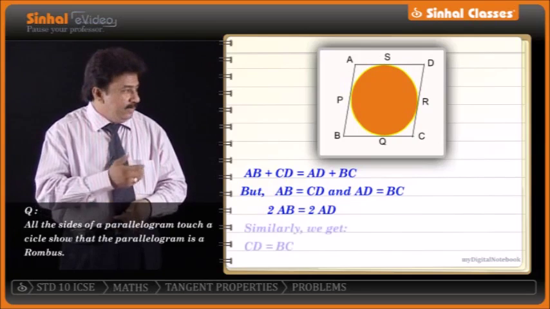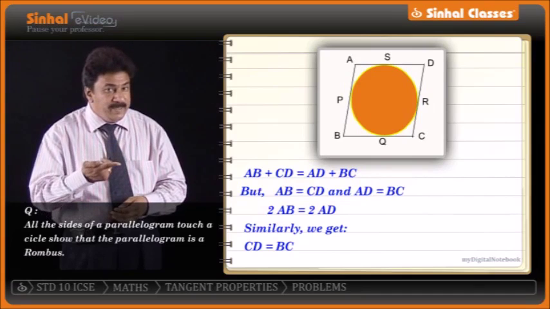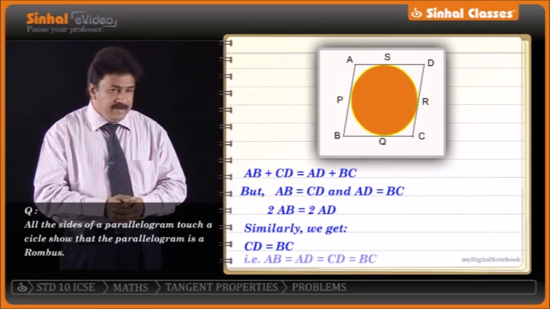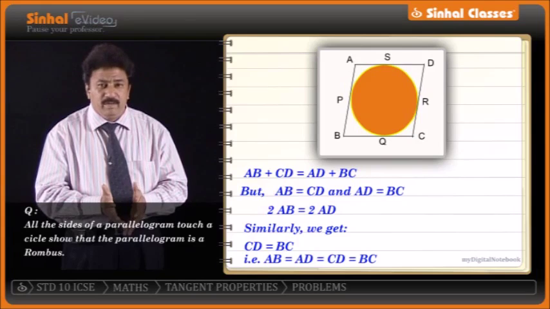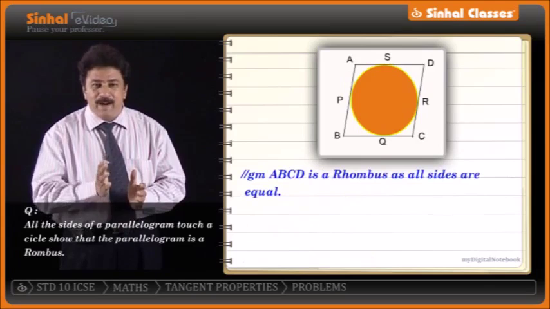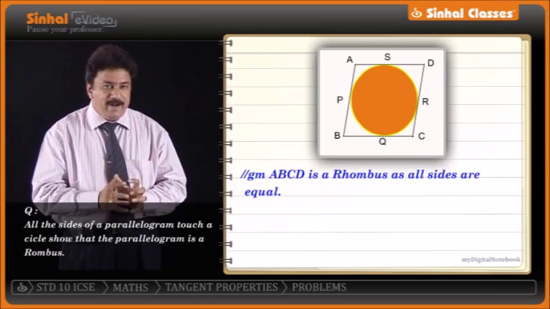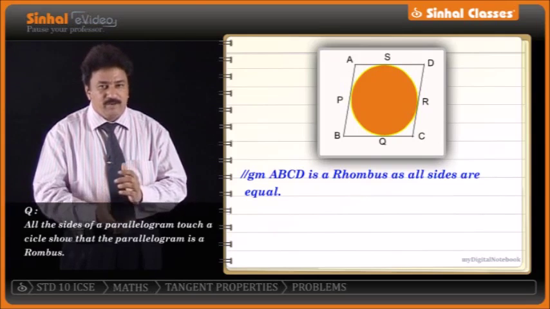Similarly, I can prove that CD is equal to BC. So from the above, we got AB is equal to AD, and CD is equal to BC. So all four sides are equal. In a parallelogram, when all four sides are equal, that parallelogram is nothing but a rhombus. So finally we have proved that ABCD is a rhombus, and the sum gets over.